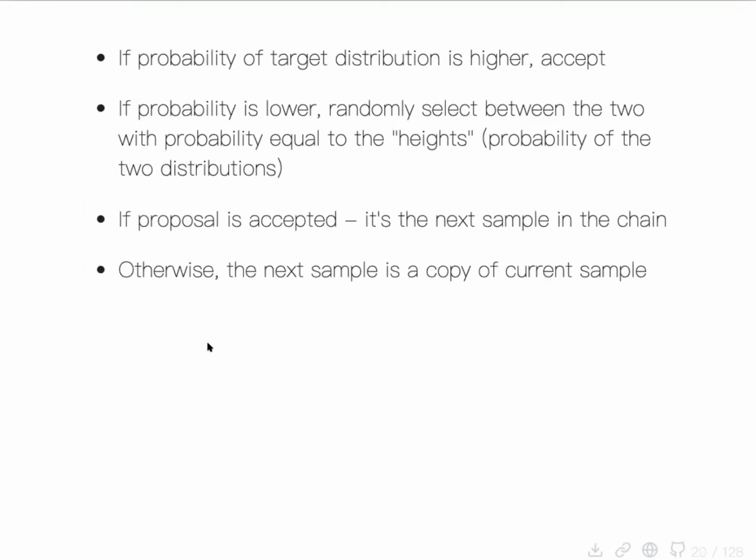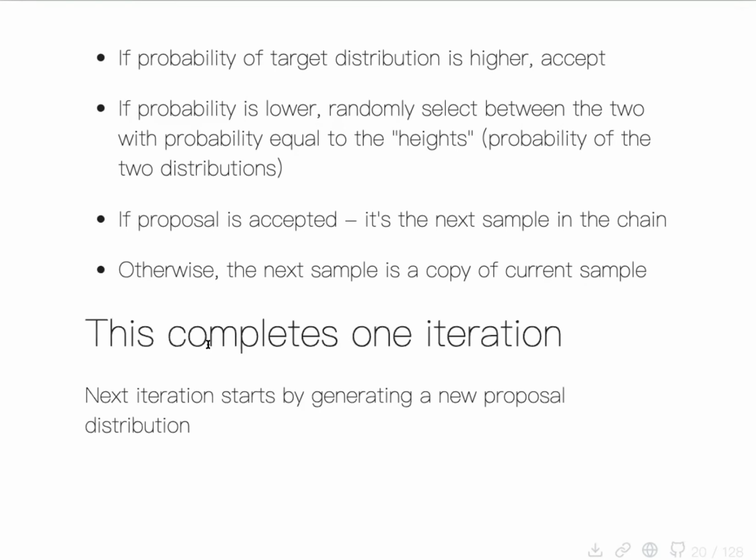If the proposal is accepted, that becomes the next sample in the chain. If it's not, then the next sample in the chain is just a copy of the current state. That completes one iteration, and then you start over by generating a new proposal distribution and go through that exact same process again. That's one sample, and you do that over and over and over again, and that's how you walk around the hill.